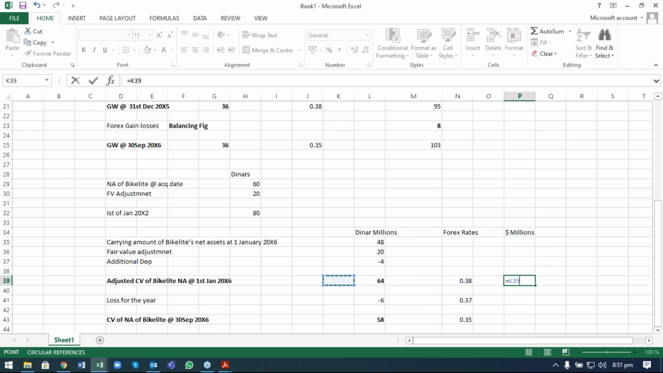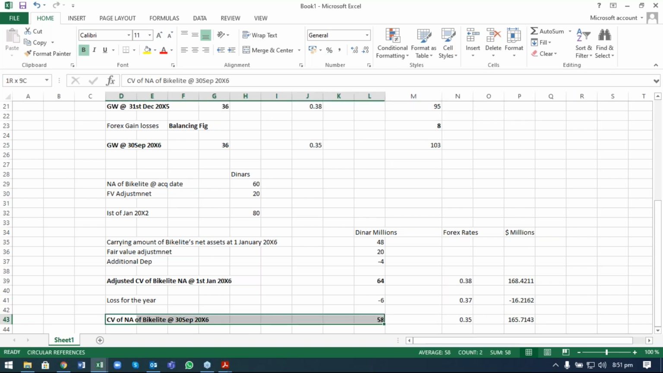How are you going to calculate this? 64 million divided by 0.38 gives this value, and I'm going to replicate all these values over here. So this is 165 million. Any foreign exchange gain or loss, which is the balancing figure, should be reported over here.